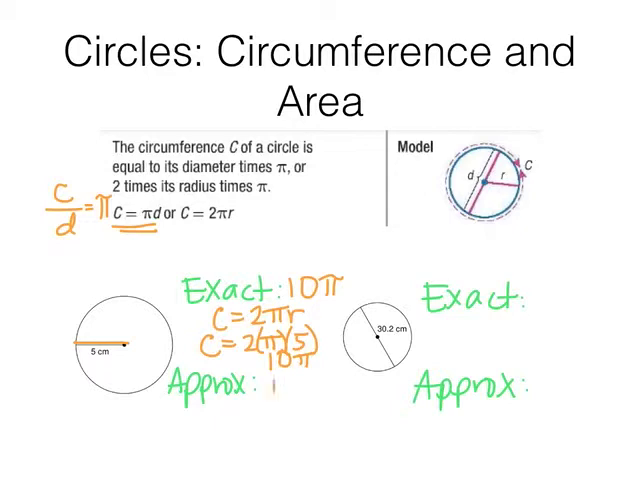For the approximate answer, we're going to actually put in our approximation for pi. I'll just write 3.14, but generally I tend to use a pi button on a calculator, which you have on your calculator at school, and then round off to the nearest tenth. Now either way, this is still going to be, in this case, 31.4 centimeters.